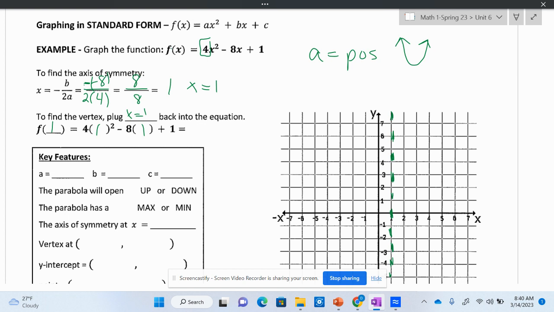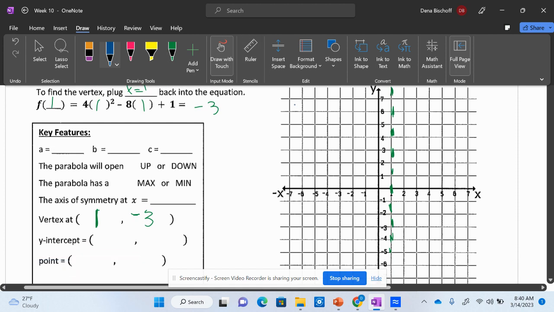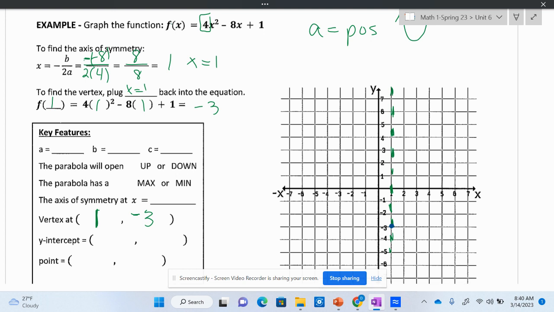Did everybody get -3? Okay, you should. So the vertex is at the point, so I'm jumping down here to where it says vertex. The vertex is at the point x is 1, y is -3. So I'm going to plot that point on my graph. I'm going to go to where x is 1 and y is -1, 2, 3, and I'm going to put a point right there. That is my vertex. That is my vertex at the point 1, x is 1, and then I have to go down to -3.